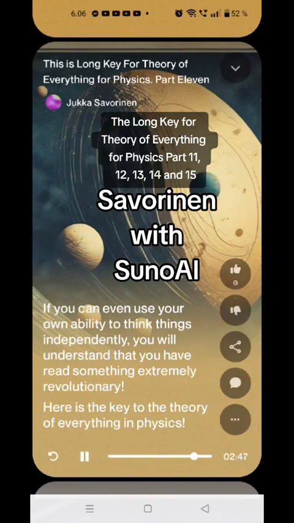Independently, you will understand that you have read something extremely revolutionary. Here is the key to the theory of everything in physics.